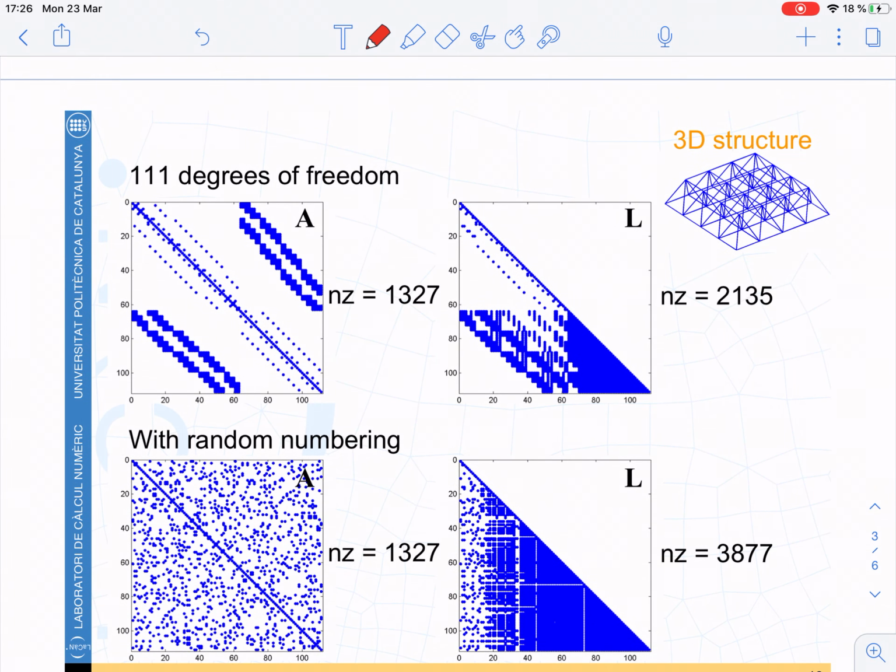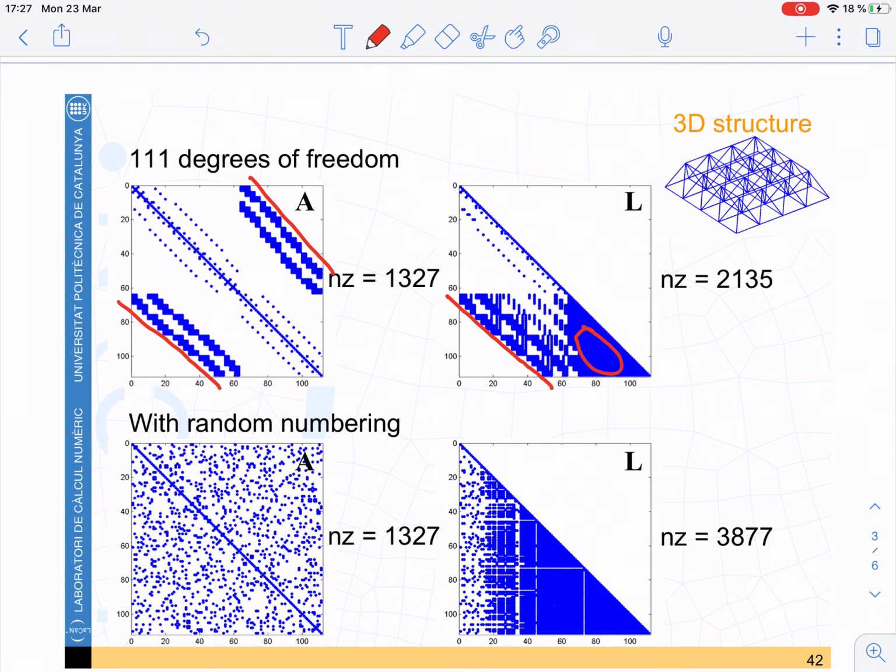The situation is different for a three-dimensional structure or a three-dimensional finite element mesh. Consider, for instance, this case where the stiffness matrix has a much wider band. We can see here that fill-in is important, especially in this zone, always respecting the bandwidth of the matrix. Okay.